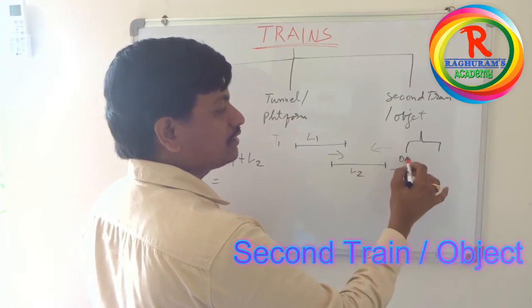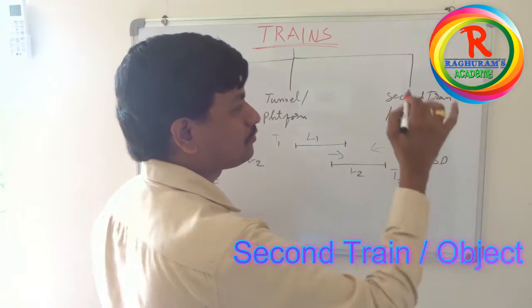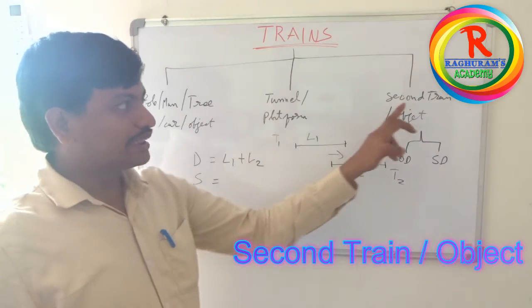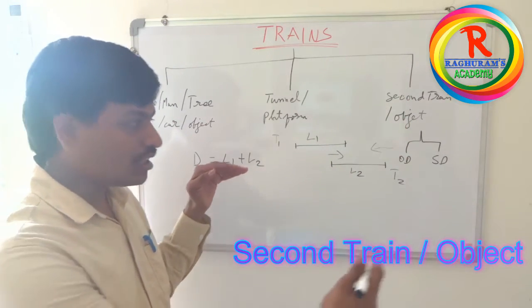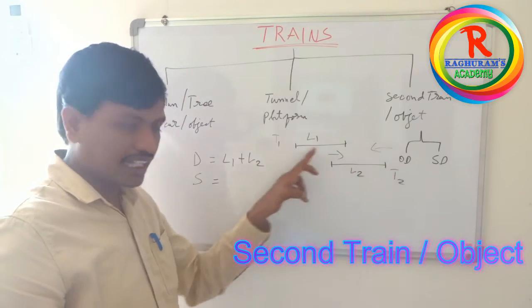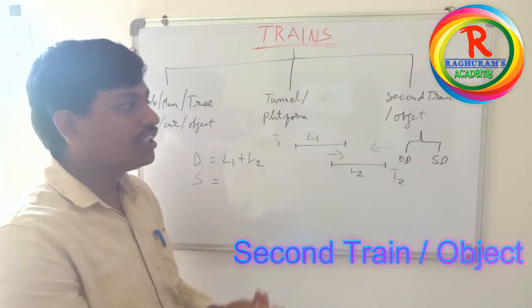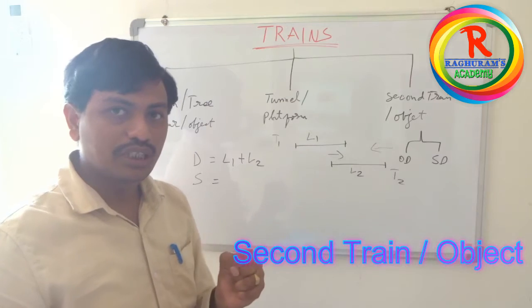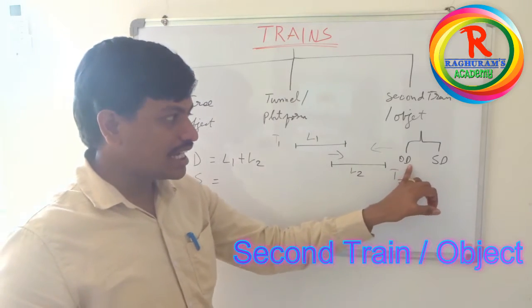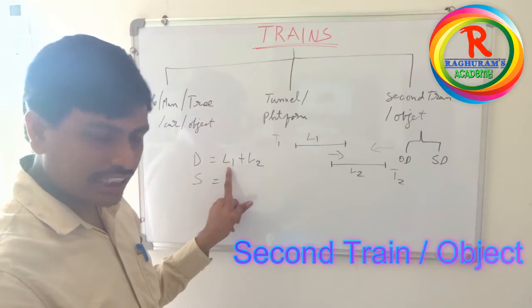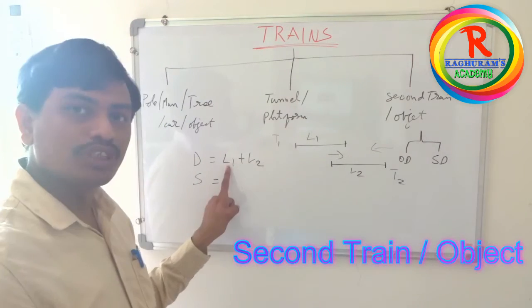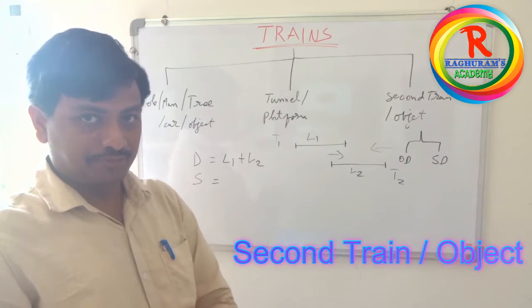Opposite direction and same direction. So the second train or object is moving in the opposite direction, or moving in the same direction. We have to consider these two. In any way, opposite direction or same direction, the distance is nothing but length of the first train plus length of the second train.